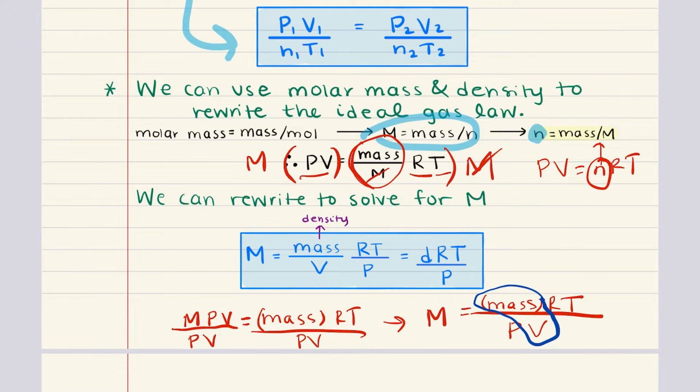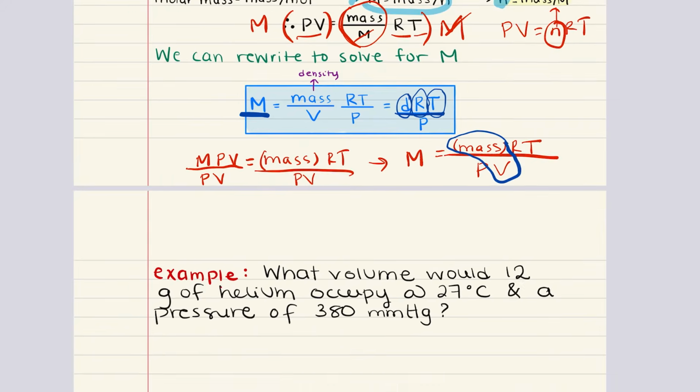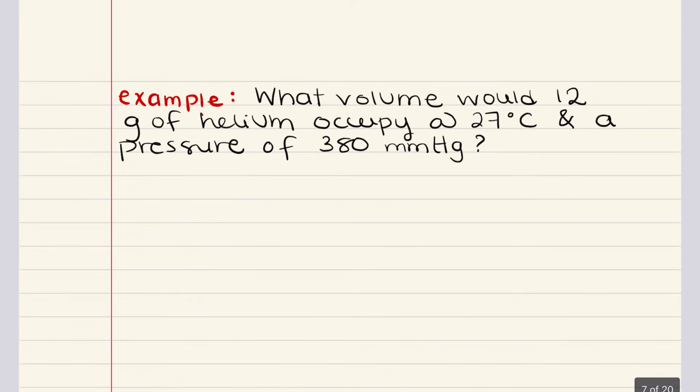And what we get is an equation that says molar mass is equal to density multiplied by the gas constant and temperature divided by pressure. There we have it. Let's go ahead and jump into our first practice problem now.